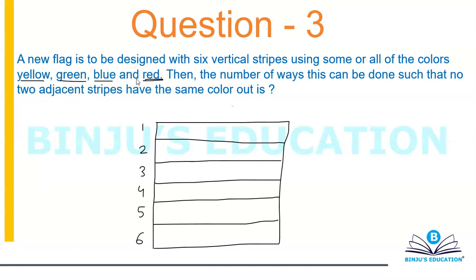Then find the number of ways this can be done so that no 2 adjacent stripes have the same color. Basically, I just need to ensure one thing, that is no 2 adjacent stripes should have the same color. For example, if this one is red, then this cannot be red. Or for example, let's suppose if this one is blue, then this cannot be blue and this cannot be blue. This is basically what I need to take care of. Alright, let's see what we can do.